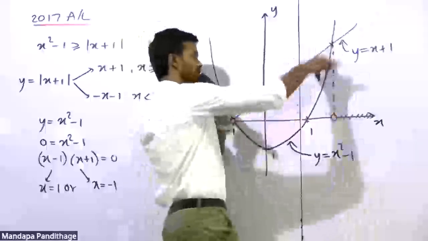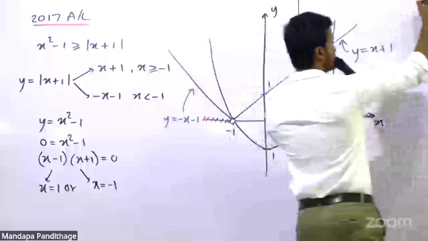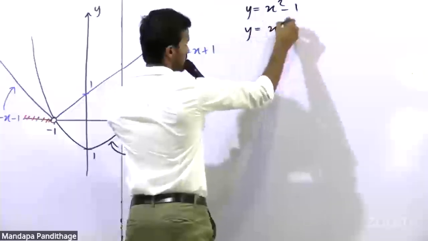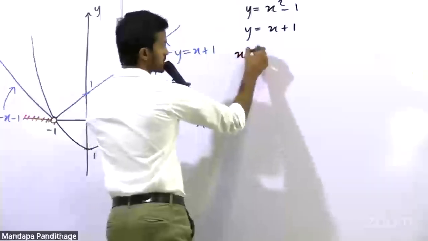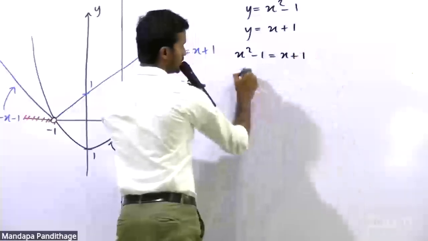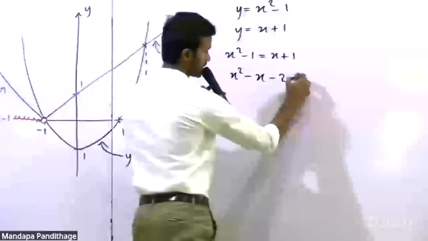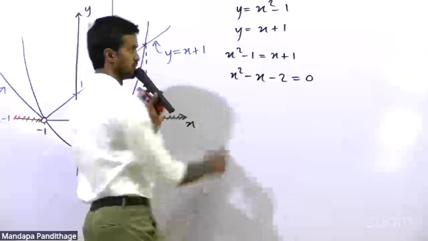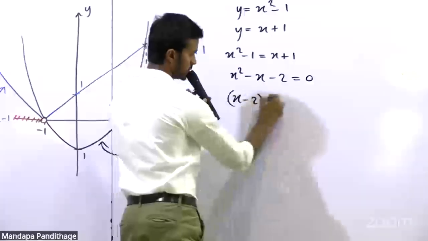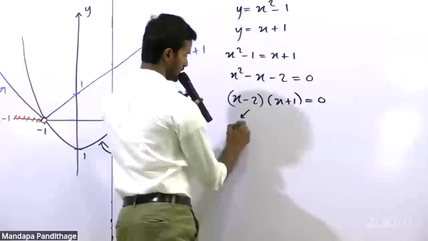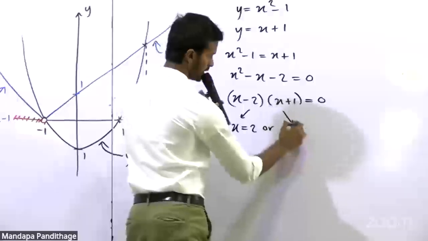Okay. So now when you find this intersection point, what are the two graphs that have been intersected? y equals x squared minus 1 and y equals x plus 1. So when you make these two equal, we get this quadratic equation, x squared minus x minus 2 is equal to 0. And when you solve this, you get (x minus 2)(x plus 1) equal to 0. So x equals 2 and x equals minus 1.